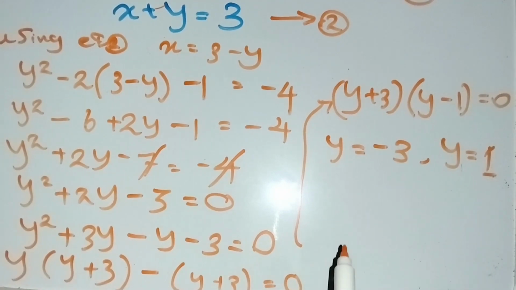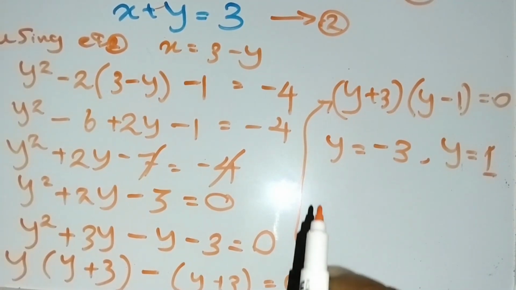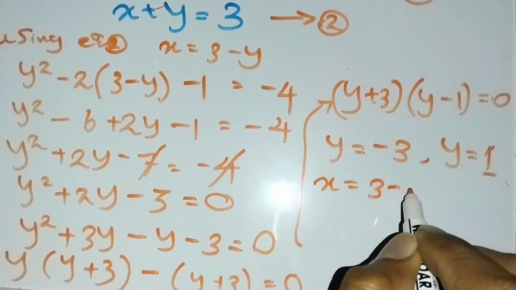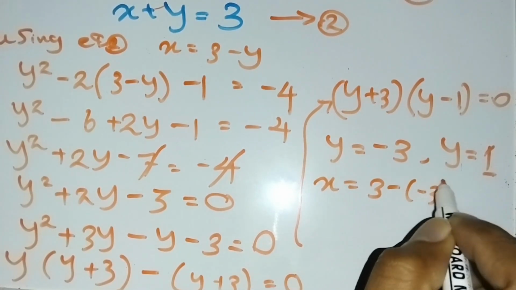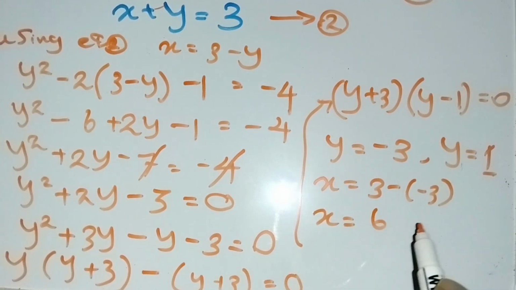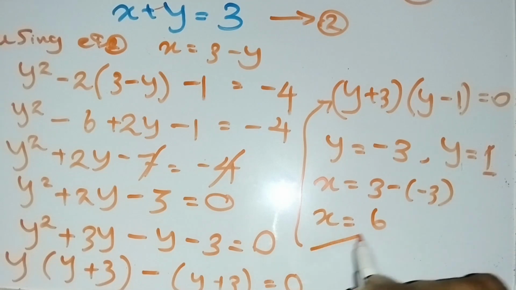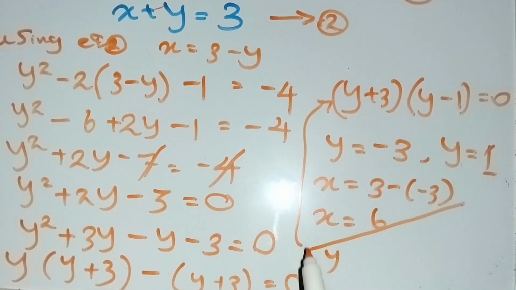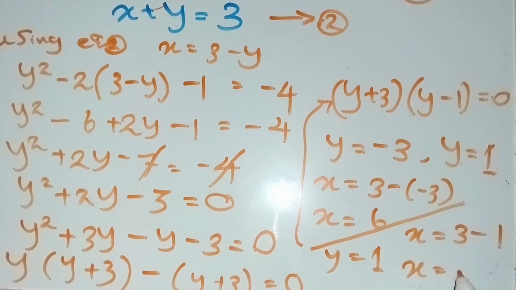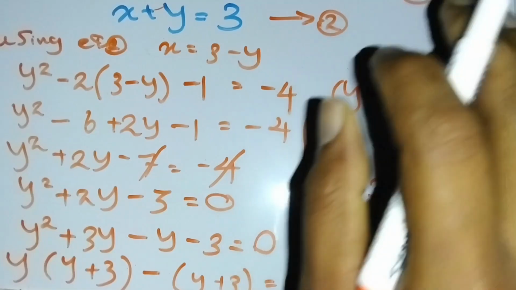When y equals minus 3, x becomes 3 minus within bracket 3, so x equals 6. And when y equals 1, x becomes 3 minus 1, that means x equals 2. This is the solution for these two equations.